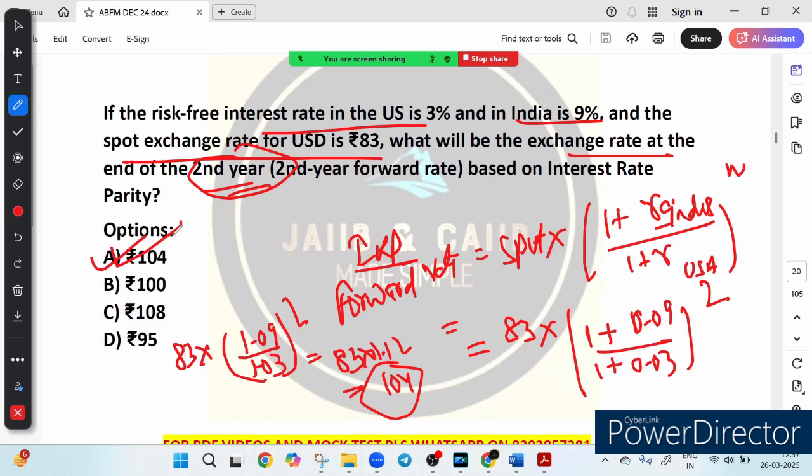Why are the other options incorrect? I think you understand it, right? Whenever a forward rate is asked and a spot rate is given, you have to apply this formula. You just remember this formula. And a higher interest rate leads to currency depreciation in the future. INR has a higher interest rate, as you can see it is 9% as compared to the USA, which has only 3%. So INR will depreciate in the future. So that is the correct answer to this particular question.